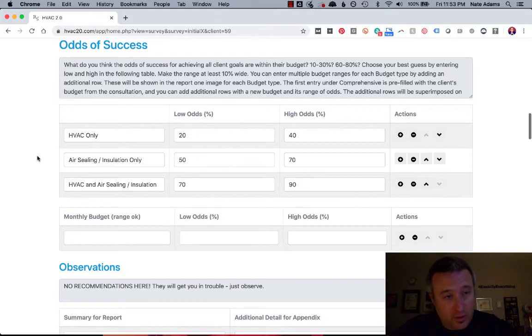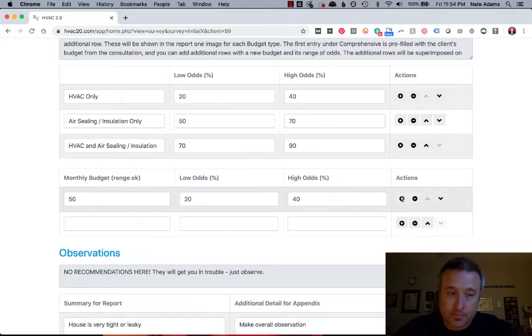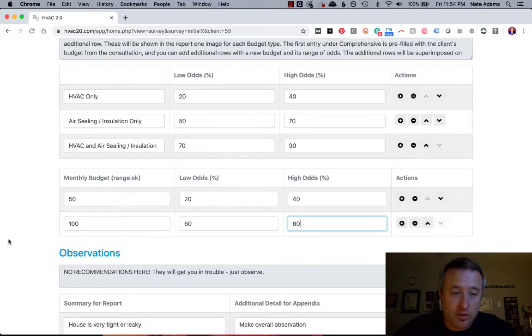So I don't know why there's not a separate column here, but we need to put a monthly budget in. So you can put in multiple budgets. So let's say they give you $50 a month, and you're like, that's not going to get you there. That'll buy about $7 grand over 15 years. So let's say that is 20 to 40% odds. Not going to do it. But let's say you think for $100 a month, which would be 14 grand, you've got 60 to 80% odds. You can put that in.